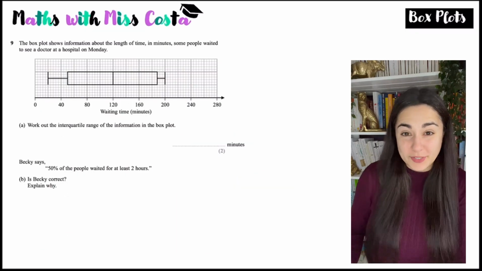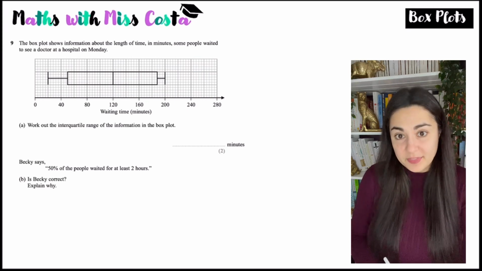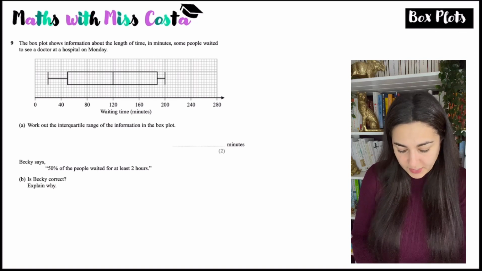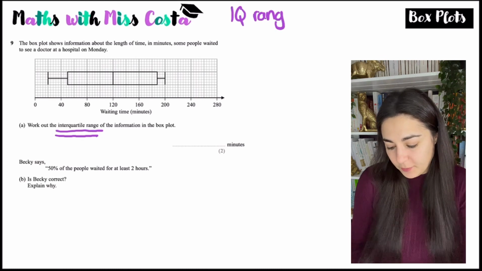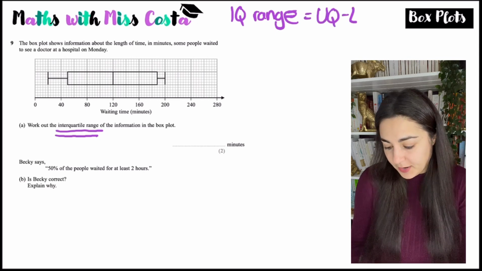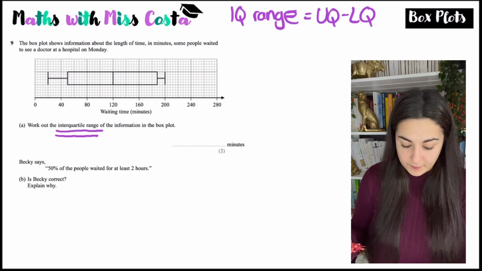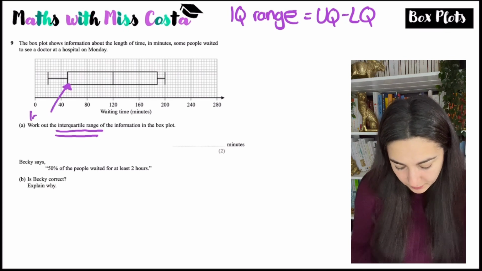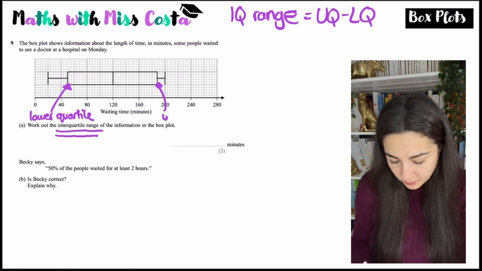Okay, so here we've got a box plot. A box plot is just another way of representing data. It shows information about the length of time some people waited to see a doctor in hospital, and we need to work out the interquartile range. The interquartile range is worked out by finding the upper quartile and subtracting the lower quartile from it. The upper quartile and the lower quartile are represented by the ends of the box. So this would be the lower quartile, and that would be the upper quartile.